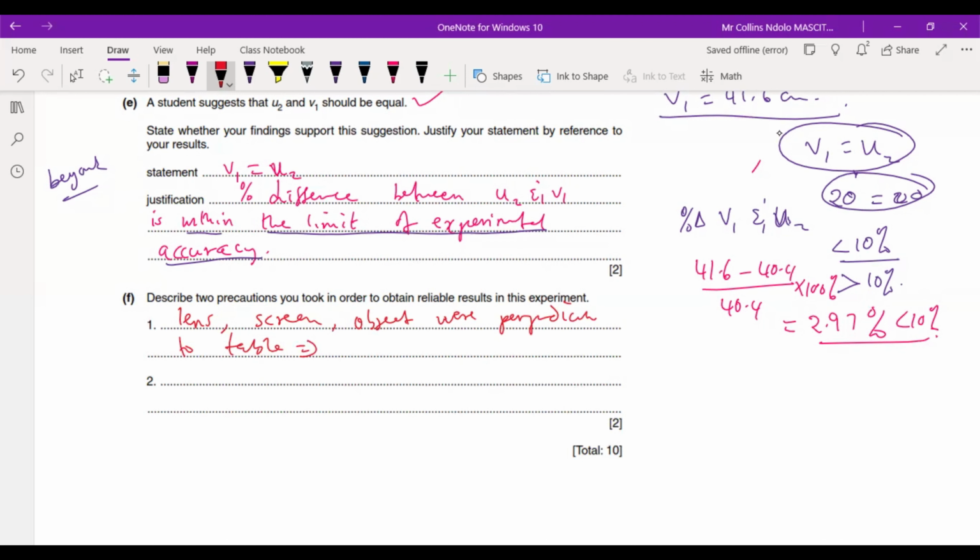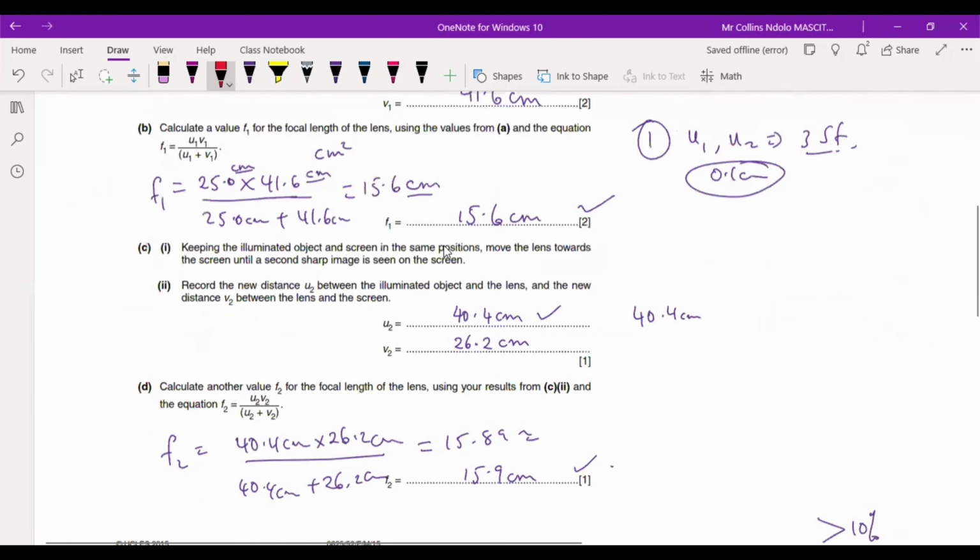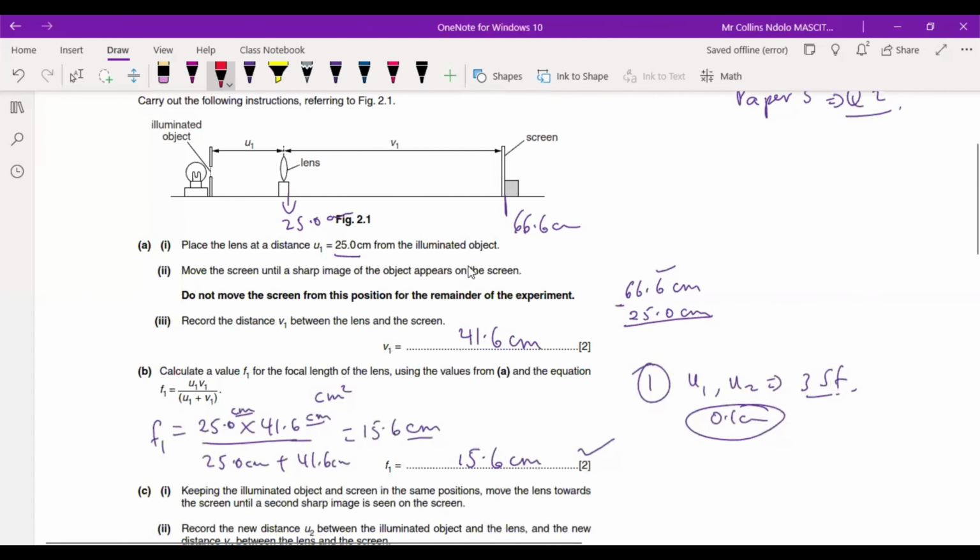So I also tried to ensure that the lens and the object were at the same height above the table or the bench that I was using. So there are more points which you can check. Now what I want us to do is to check if we are within the expectation according to the marking scheme.